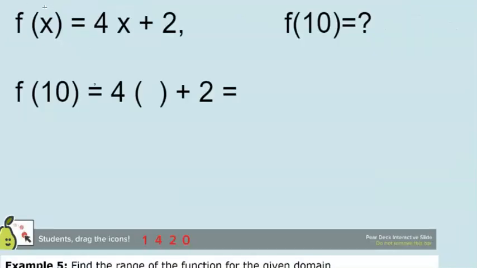On the next slide, we have f of x equals 4x plus 2. So f of 10 equals 4 times something plus 2. Drag the icons for the number that should go in here. And then drag the icons on what the answer should be.